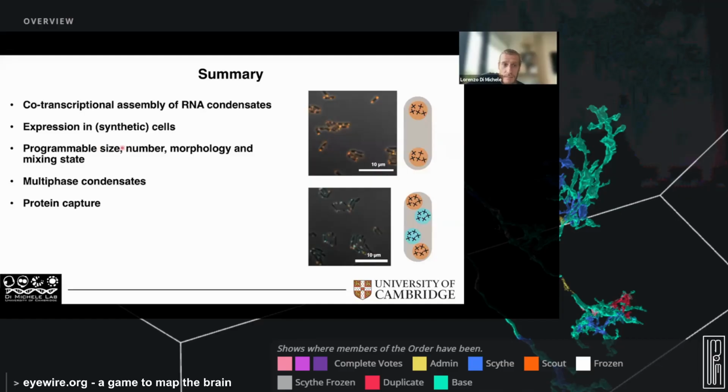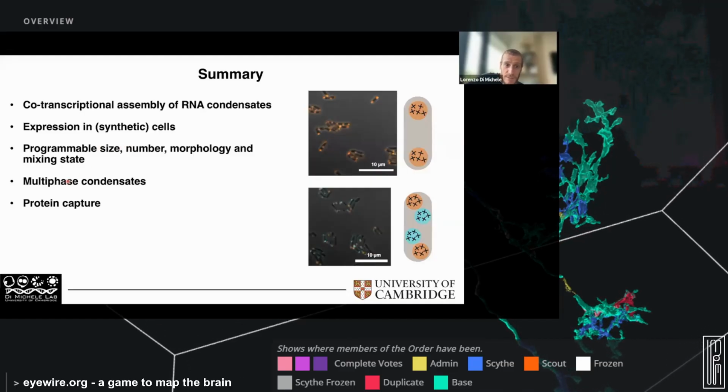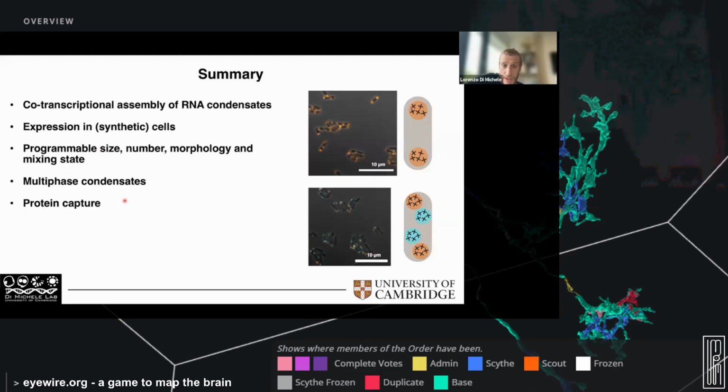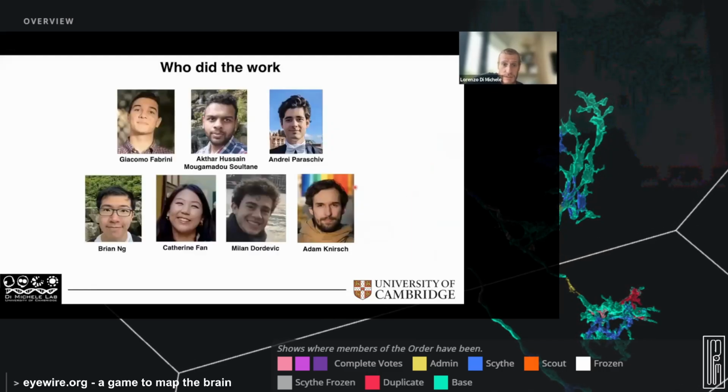We can program the size, number, morphology, and mixing state of the condensates. We can have multi-phase condensates. We can have protein capture. We can make them into cells.